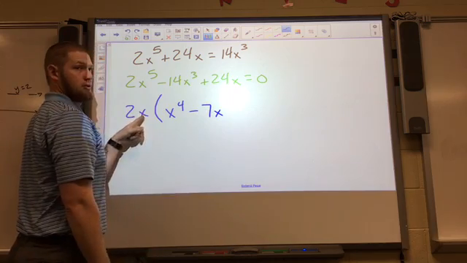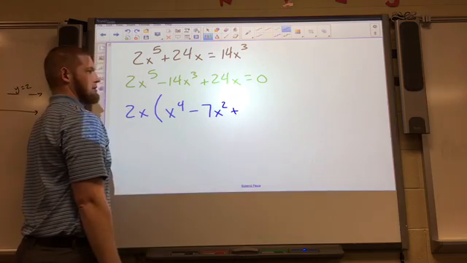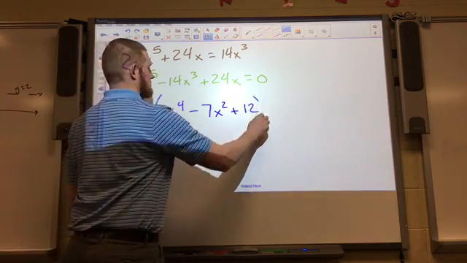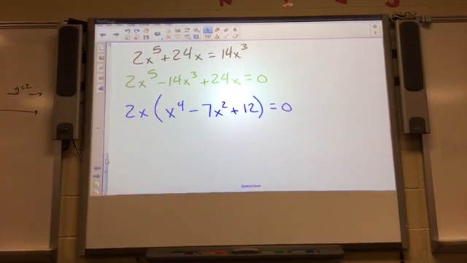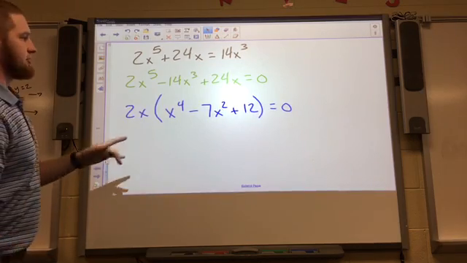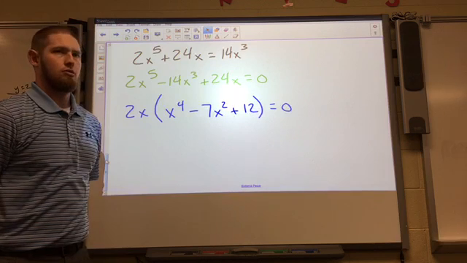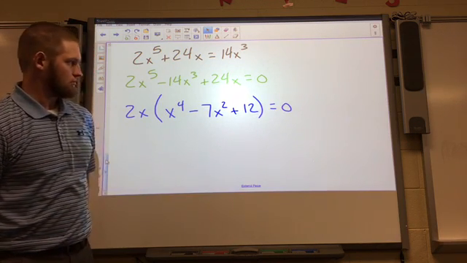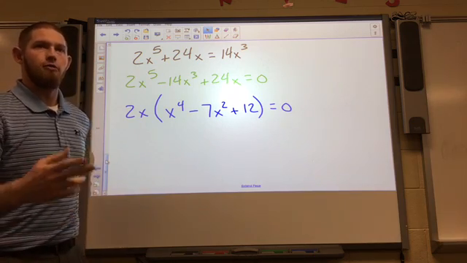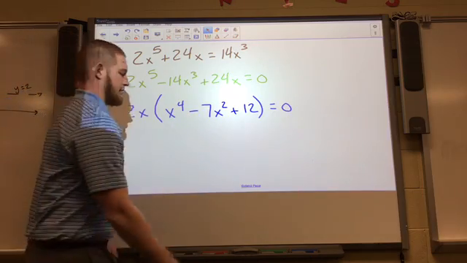I only took out one x, so x squared, good. Plus, anybody? 12. Now it looks a lot like the problem we just did, right? Okay, Devin, what multiplies to 12 and adds to negative 7? Yeah, 4 and 3, and since it adds to negative 7, they're both negative.